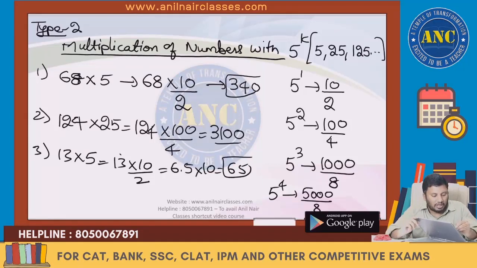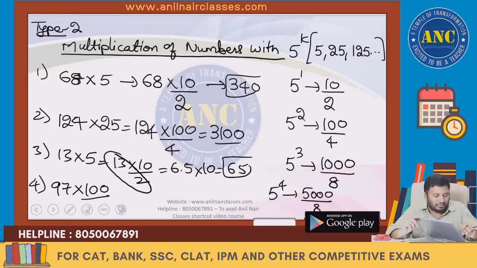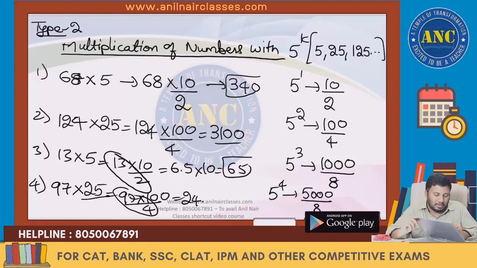So what we are doing is 13 by 2 is 6.5, multiplying it by 10. Suppose 97 into 25, which is 97 into 100 by 4. 4 24s are 96, so 24.25 into 100. I hope it is clear. So this is the logic, sir.